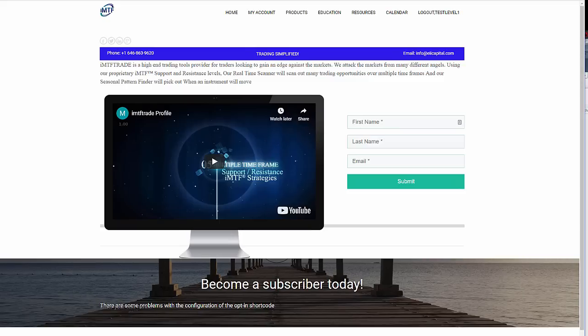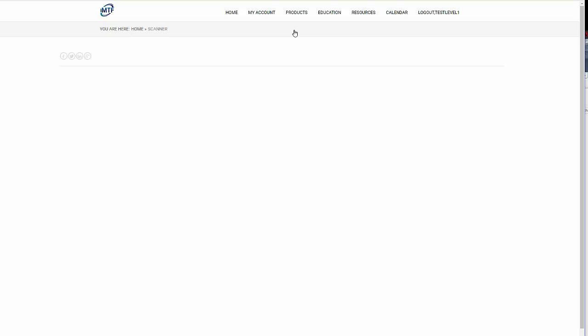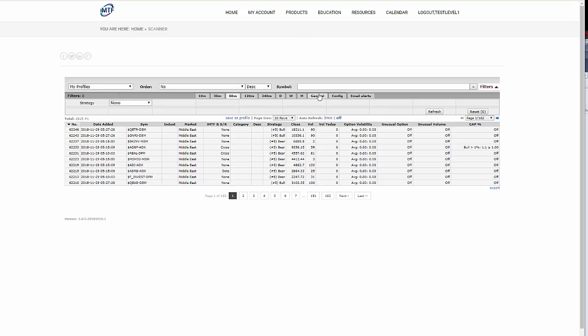Very easily. All you do is go to imtftrade.com and log in. Once you log in, if you register for free, it's not a problem. You're still going to get a lot of functionality for free. Come into the scanner, and at that point you're going to have this little thing here. It gives you the ability to do a lot of different things.